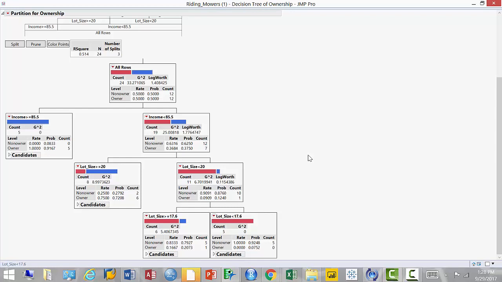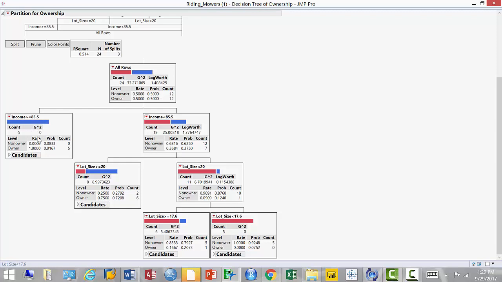So what do we see? Well, to predict the ownership, the most important variable is what? Income, right? Because that's the first split. When the tree does the first split, that's your most predictive variable, the strongest predictor. So in order to predict if the person is going to own a lawn mower or not, the value that gives us the most pure subset was determined by the software to be 85.5.